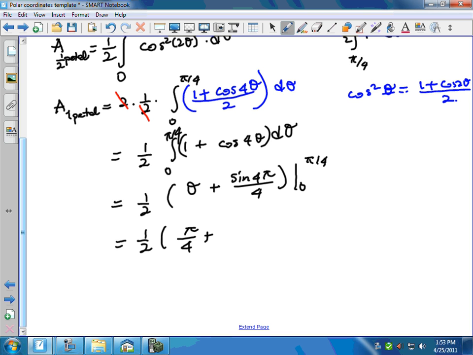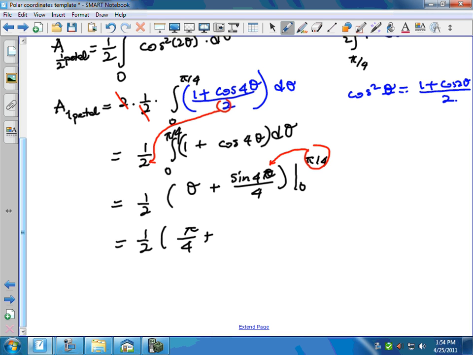Once again, when you plug in pi over 4 in the sine function, excuse me, this was theta here. Right. When you plug in pi over 4 for theta, you get sine of pi, which is equal to, if you plug in pi over 4 in, because I factored this 2 outside in the next step, that's where the 1/2 came from. Was that the 2 you were asking about?